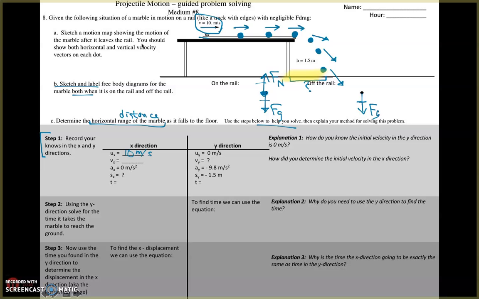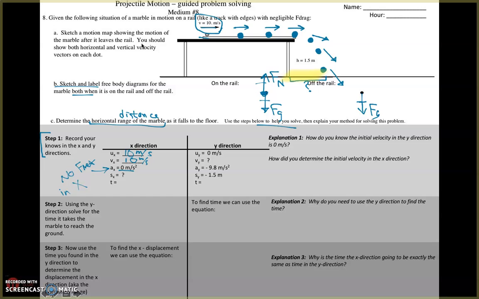And you might have recognized that the acceleration is 0 meters per second squared in the x direction, because there is no net force in the x direction. That means that our acceleration is 0, which means that the velocity is actually staying the same the whole time, 10 meters per second the whole time in the x direction.